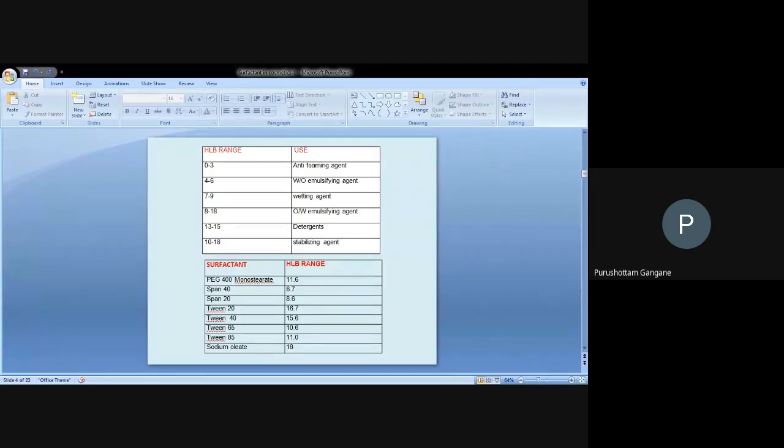So some examples are given. Surfactants and HLB values are given in the table. Polyethylene glycol 400 monostearate has an HLB of 11.6. Spans, you can see, have HLB values below 9, which is why they are called lipophilic surfactants. All the Tweens have HLB values above 9. You can see Tween 20, Tween 40, Tween 65, and Tween 85. They are all hydrophilic surfactants. Sodium oleate is also a hydrophilic surfactant.